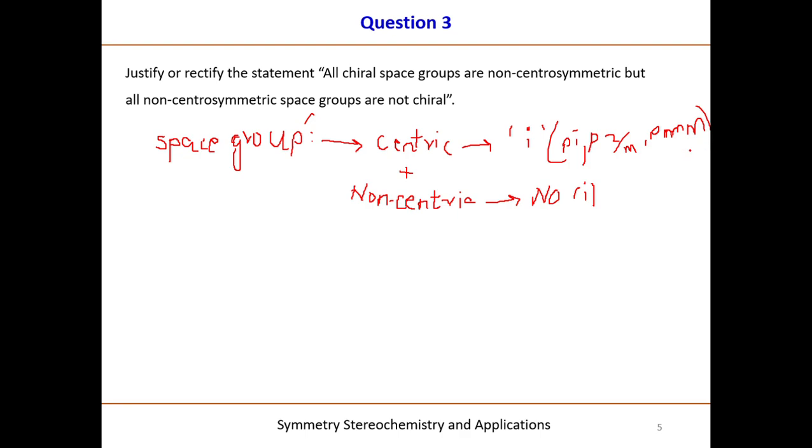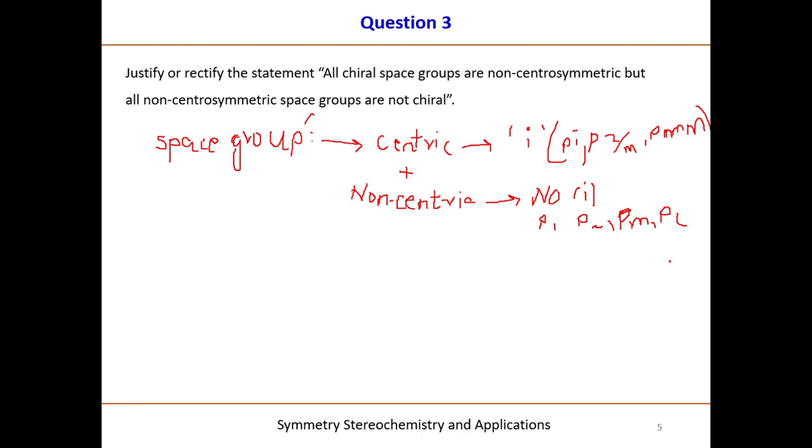While in the second case, where there is no I or center of inversion present, the non-centric molecule contains P1, P2, PM, PC, etc. space groups.